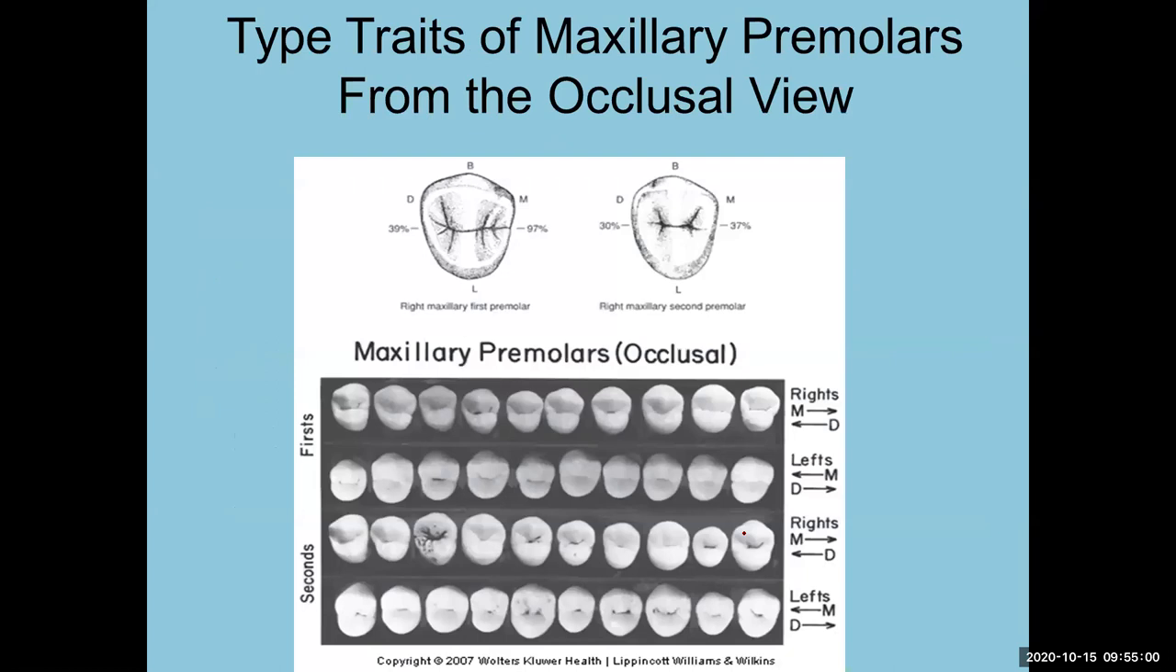Maxillary premolars from the occlusal view. Again, this is from a different textbook, but I like it because look at this. I know that this is the first premolar. I know it because it's got a strong central groove. This is the mesial marginal ridge with a developmental groove going over the mesial marginal ridge. The second premolar does not.